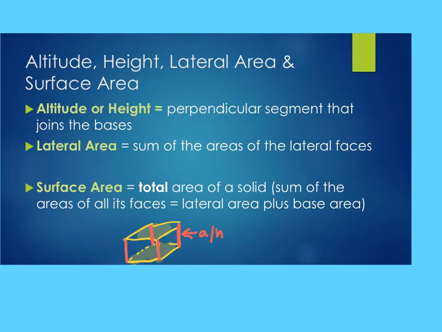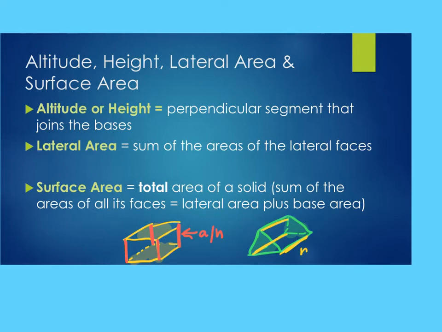If I had, let's say, a rectangular prism. Sorry, did I say rectangular? A triangular prism. Now the bases would be the front and the back of this prism. The height is going to be here, or here, or here. The perpendicular segment that connects the two bases.